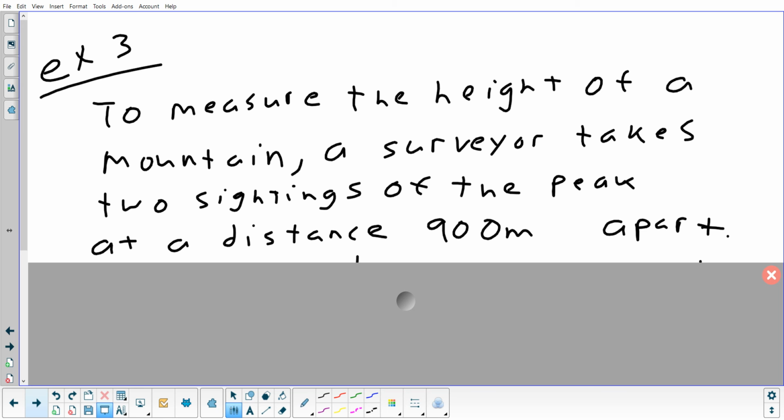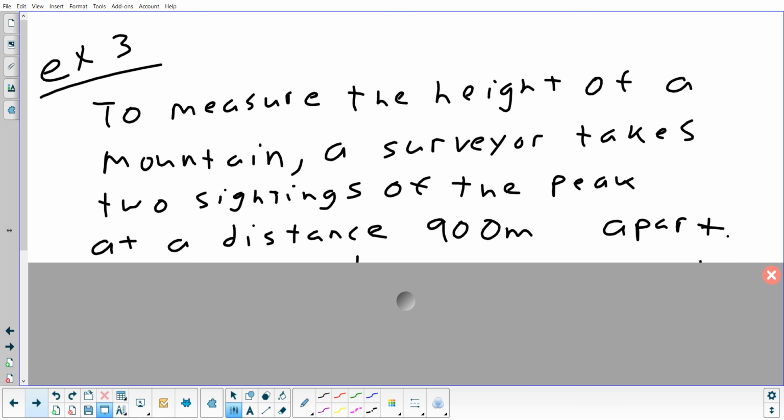So the first one involves a surveyor measuring the height of an object in the distance. I think it's a mountain in this case. Yep, mountain. And basically what the surveyor is going to do is set up some equipment to measure the angle from where they're standing to the top of the mountain. That's actually pretty straightforward to do, especially if it's flat ground.